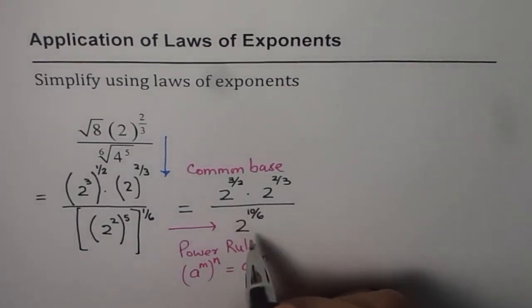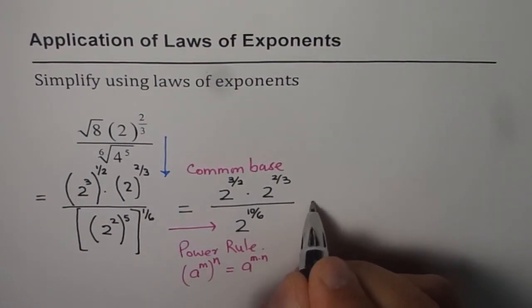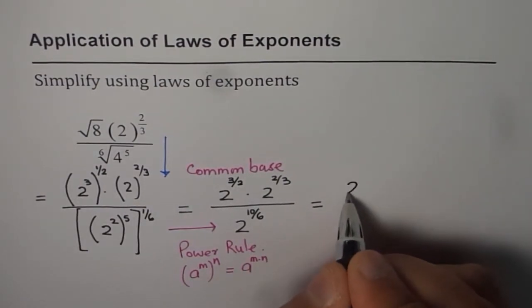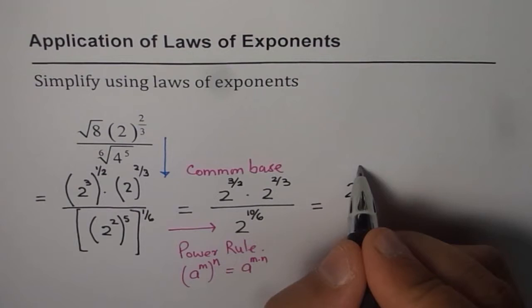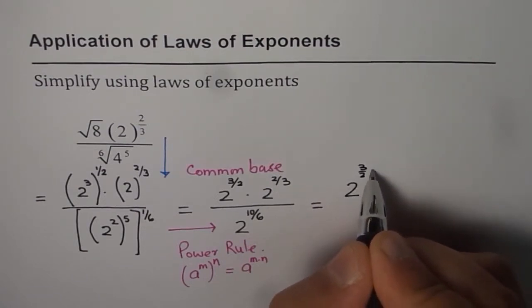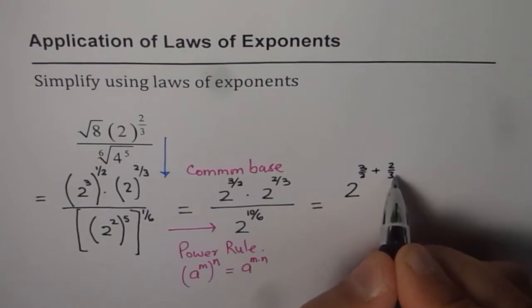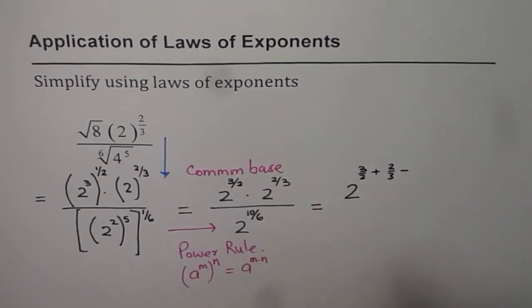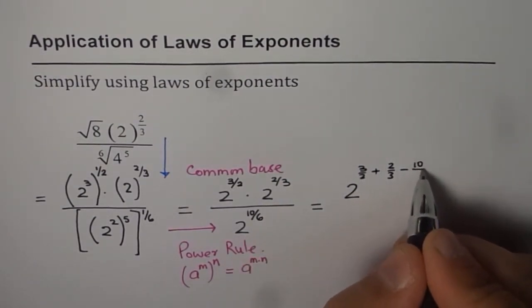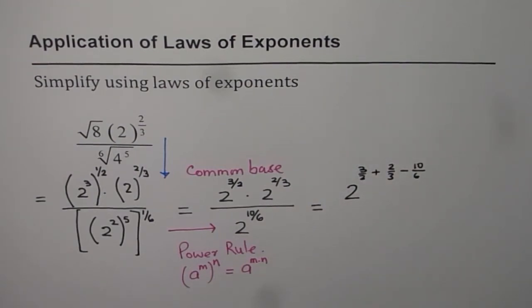Let's move further and now apply the rule to add exponents when we are multiplying and subtract when we divide, right? So we get 2 to the power of 3 over 2 plus, since this is being multiplied, 2 over 3 minus, this is being divided, 10 over 6. So that is what we get, right?